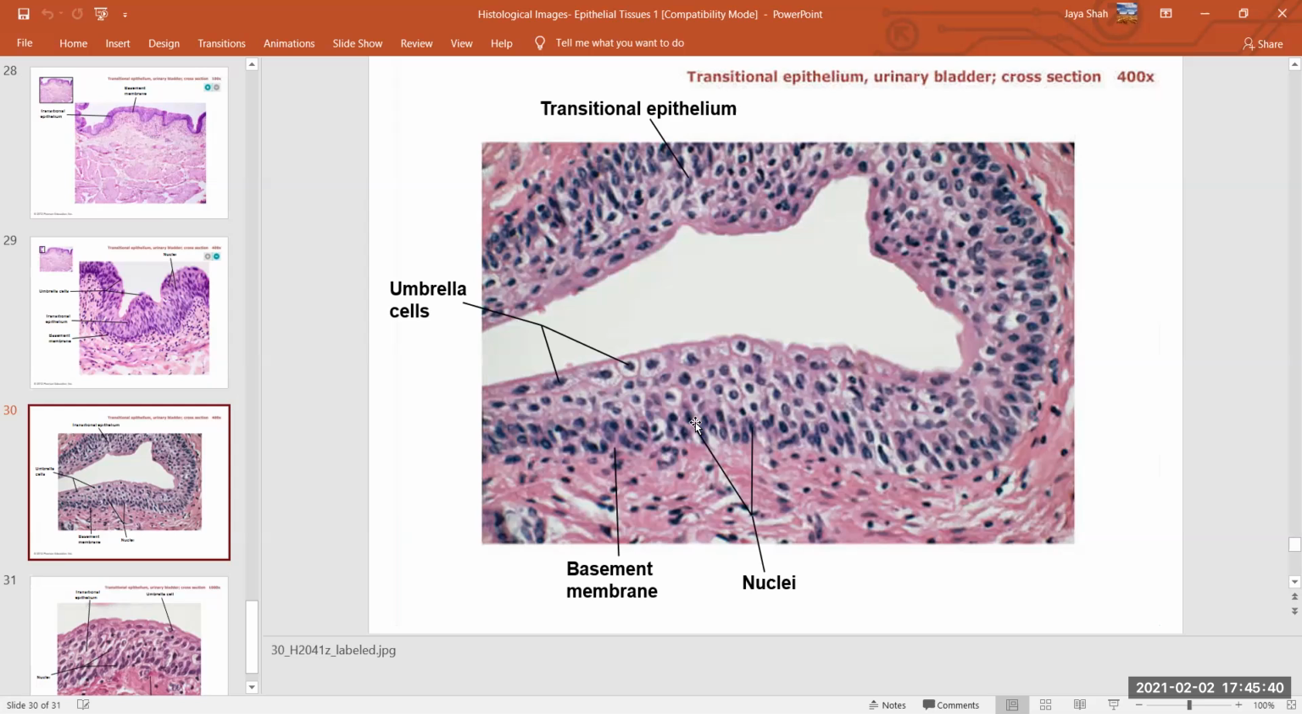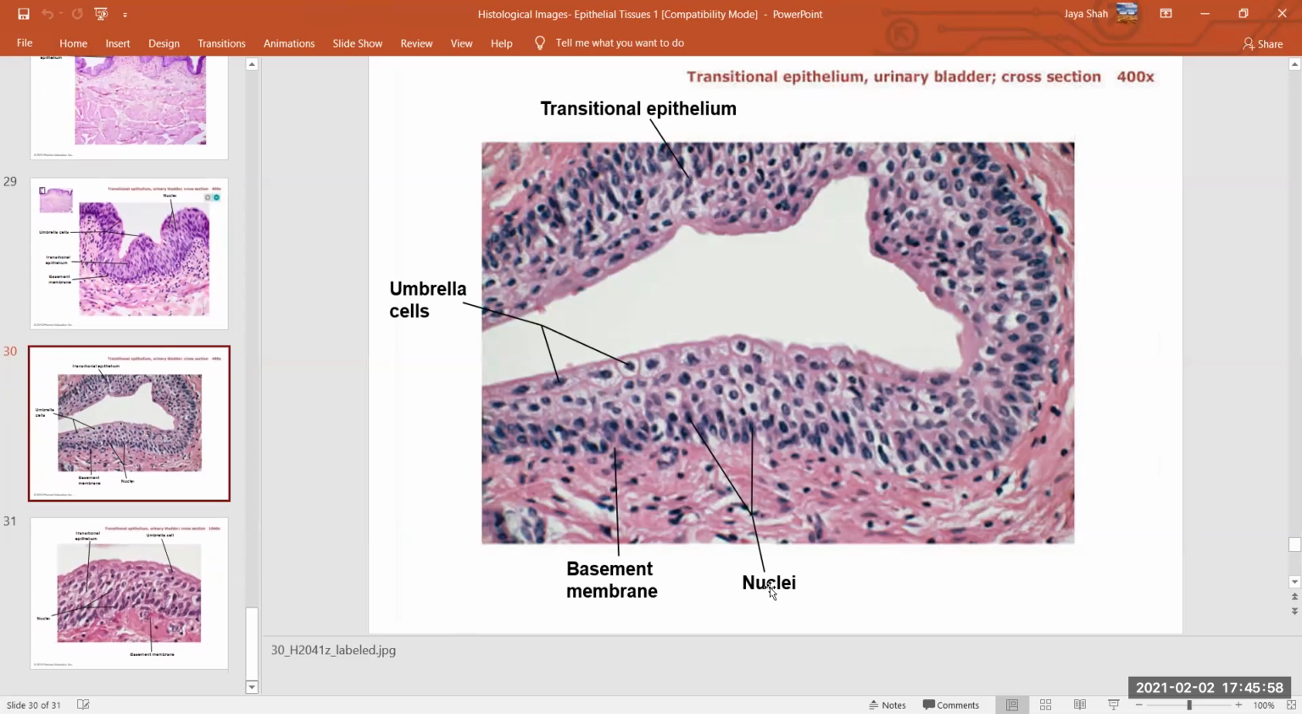Even better, see here, this is the basement membrane, nuclei of the cell, several layers. You see the shape of the cells. If this bladder is full, this is going to be squamous, flat. Okay, so this is all about the epithelial tissue.